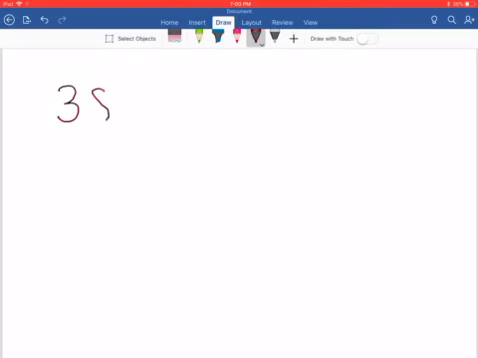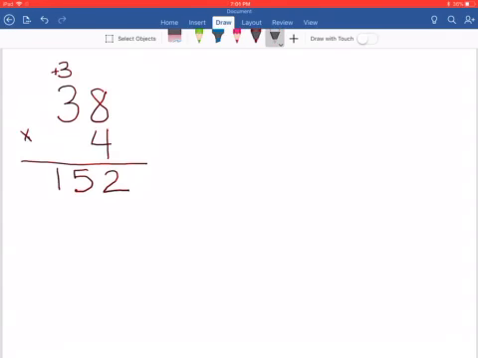So if I've got 38 times 4, 4 times 8 is 32. We put the 2 down here and we carry the 3. 4 times 3 is 12, and then we have to add this 3 at the top to 12, which makes it 15. That's what you learned on Friday. And it's the same thing if the problems get bigger.